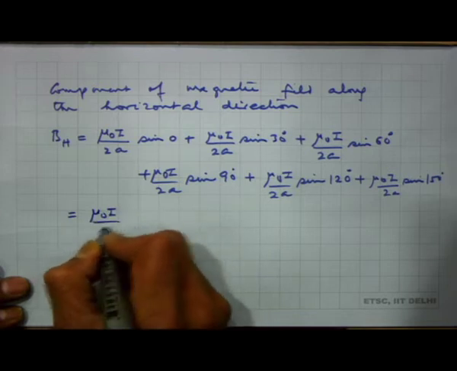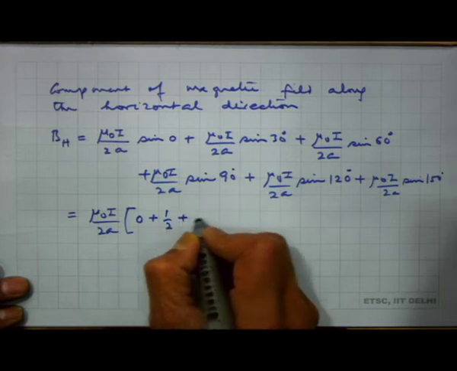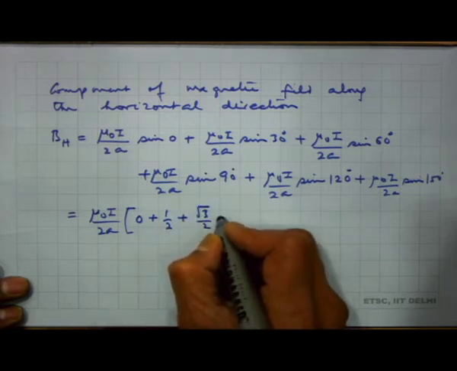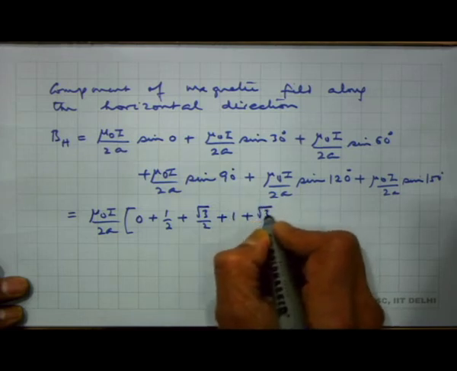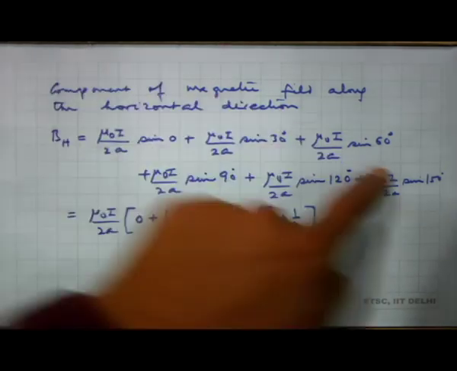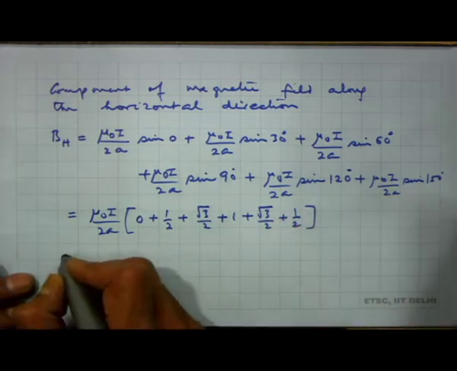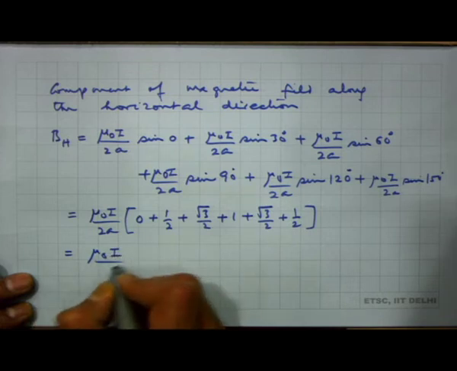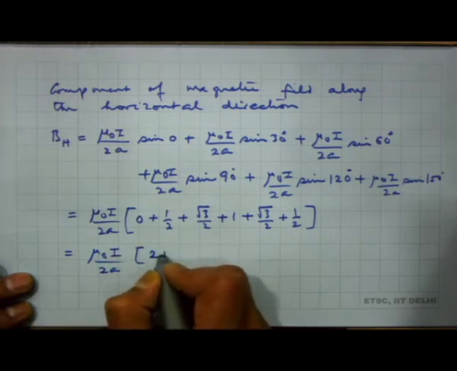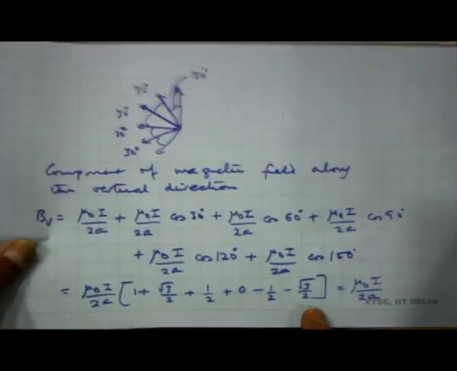This is mu naught I by 2a into 0 plus half plus root 3 by 2 plus 1 plus root 3 by 2 plus half. So, sine 0 is 0, this is half, this is root 3 by 2, this is 1, this is root 3 by 2, and that is half, which is equal to mu naught I by 2a into 2 plus root 3. So, horizontal component is this one. We have already calculated the vertical component as mu naught I by 2a. So, we can calculate the total magnetic field magnitude.